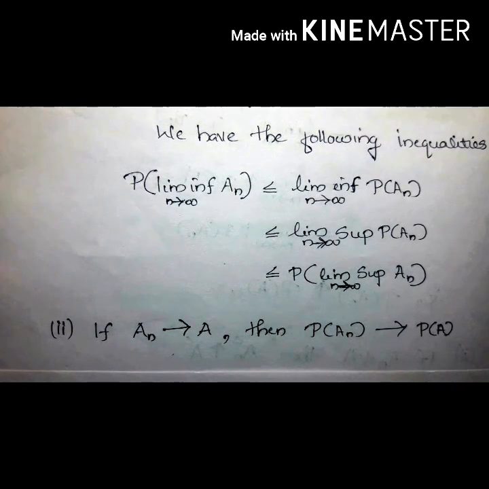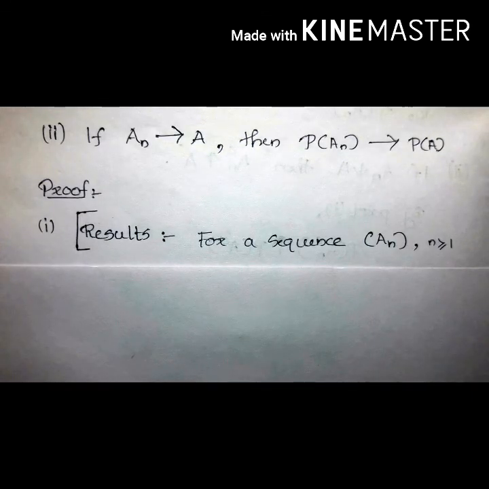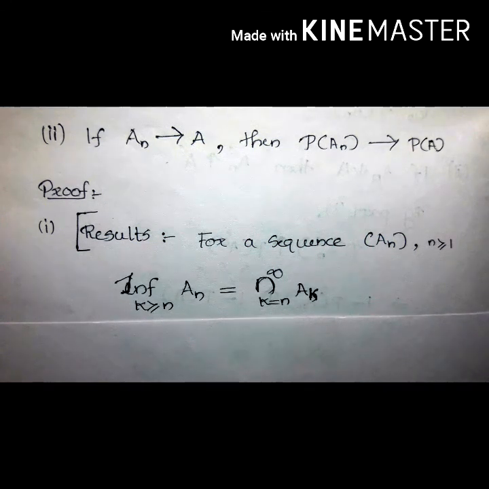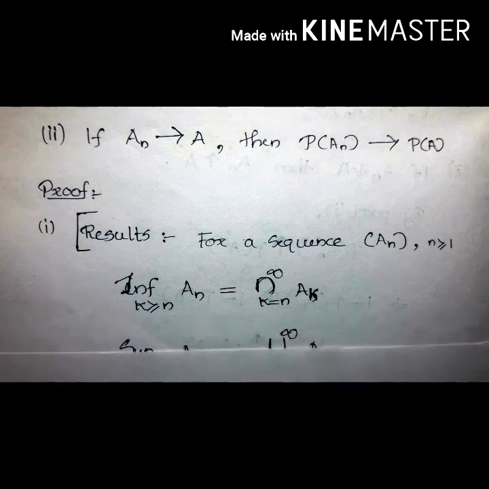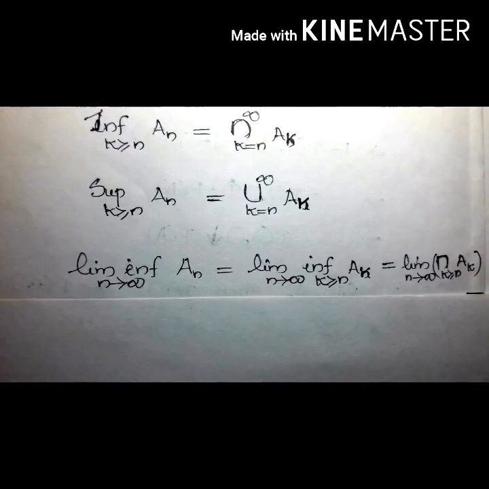Now to prove the first property, we have a result, and this result is basic from measure theory. If you have any doubt, read the first chapter of our prescribed textbook. Let's see the result. For a sequence An, n greater than or equal to 1, we have infimum k greater than or equal to n of Ak equal to intersection k equal to n to infinity of Ak, and supremum k greater than or equal to n of Ak equal to union k equal to n to infinity of Ak.